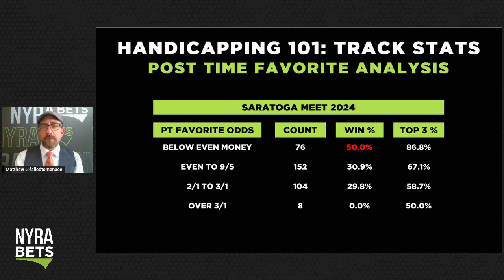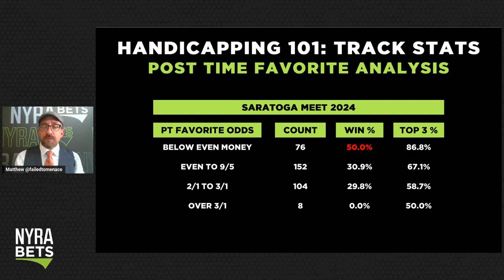Well, this is an example of post-time favorite analysis, and this is one of the things I do where I look at how favorites are performing by level of favoritism. Now, this data is from the Saratoga meet that we just concluded in summer of 2024. So I look at how favorites are doing below even money. So 4-5, 3-5, 1-2, 2-5, 1-5, 1-9. Look at how all those horses are performing.